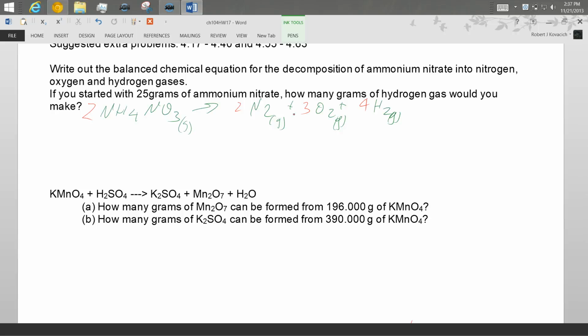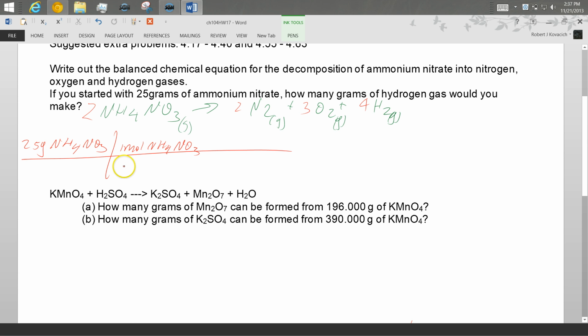Okay, we've got 25 grams of ammonium nitrate. So 25 grams NH4NO3, and 1 mole NH4NO3. Somebody have the mass? 80.0434 grams ammonium nitrate.